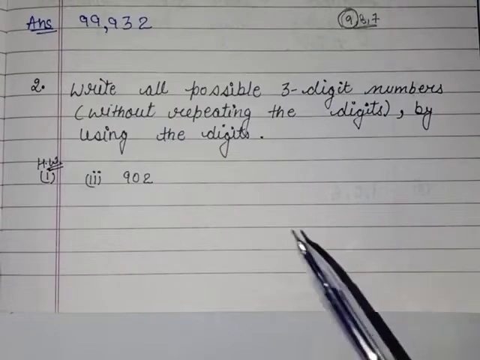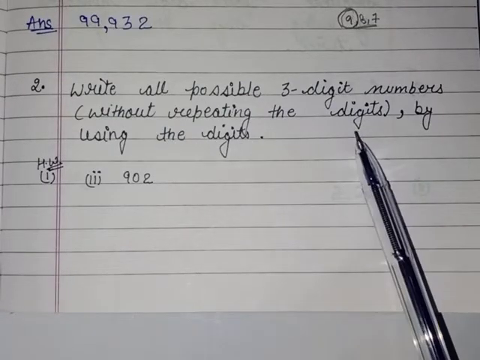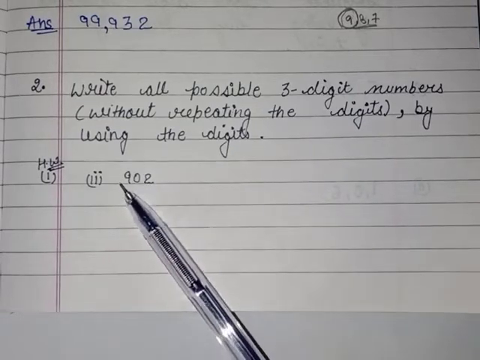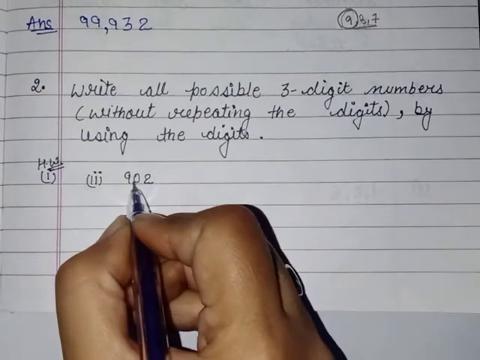Next, question number 2. Write all possible 3-digit numbers without repeating the digits. All possible 3-digit numbers बनाने हैं without repeating the digits by using the digits. They have given the digits.